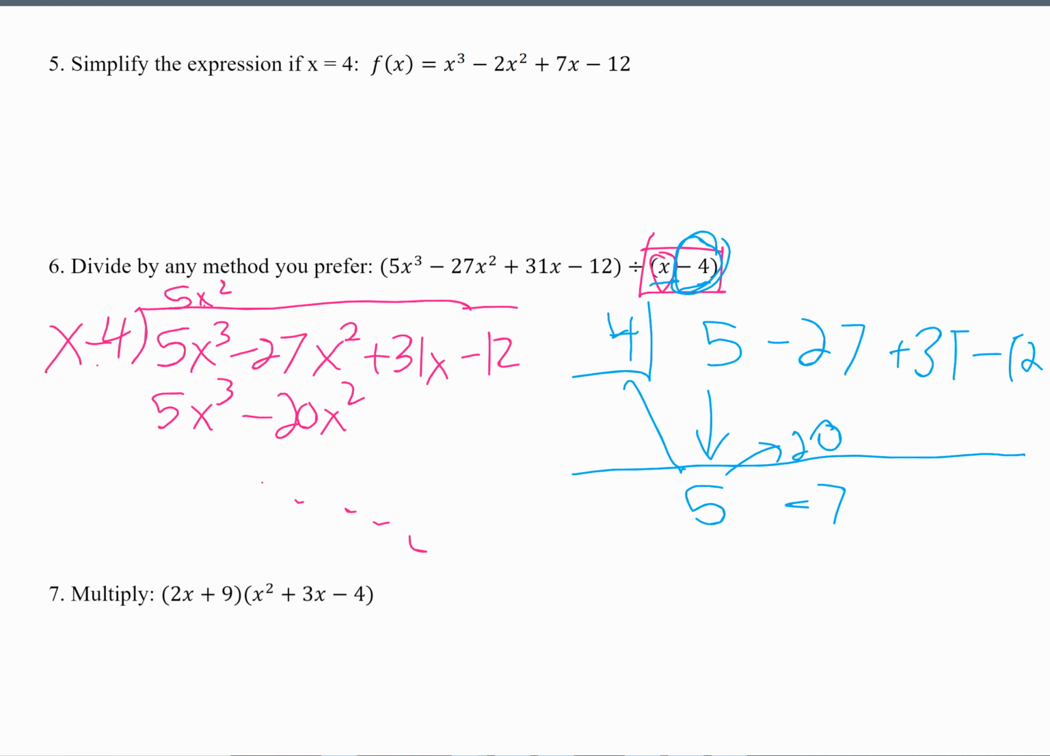Minus 7. 4 times negative 7 goes up there. Negative 28. 31 minus 28 is positive 3. 4 times positive 3 is 12. Negative 12 plus 12 is 0. And this last thing is always the remainder. Okay? If the remainder is 0, what that means is that the polynomial you divided by is actually a factor, and so is the thing that you're about to come up with here.